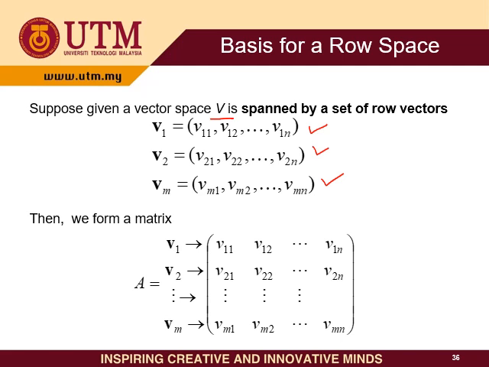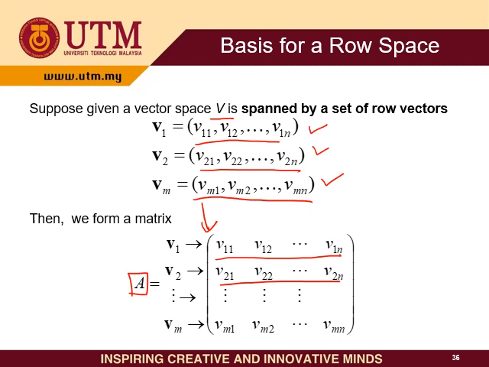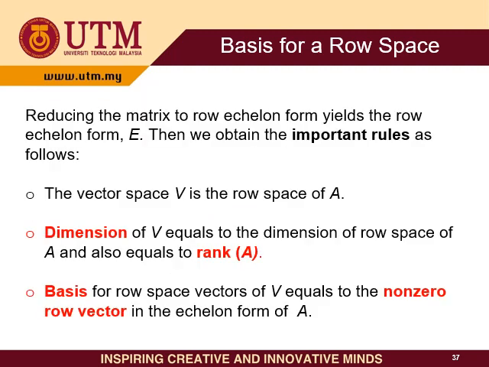What you need to do is form a matrix A here, based on these vectors. Let's say the first row is V1, so the first row will be our V1. The second row is V2, and then until our Vm. You form a matrix first. After you form the matrix, you need to reduce the matrix to row echelon form.